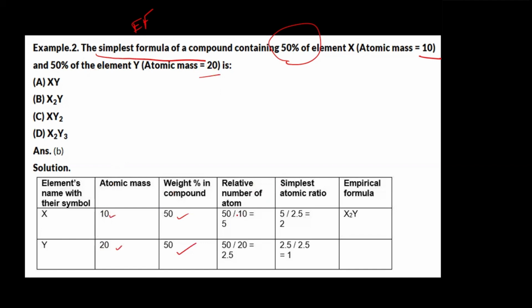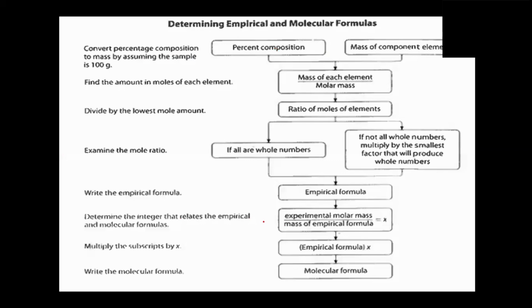Find the moles, 50 by 10 and 50 by 20. You will get the moles. Divide throughout by the smallest number of moles. Then you will get the simplest atomic ratio. Then make it into the empirical formula: X2 and Y1, that is, X2Y is the empirical formula. So this is how we calculate the empirical formula.